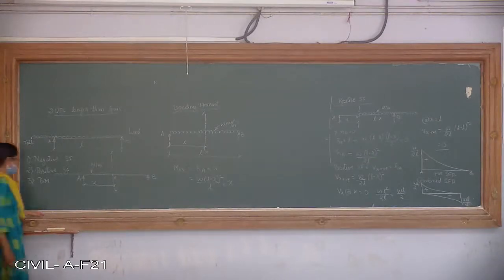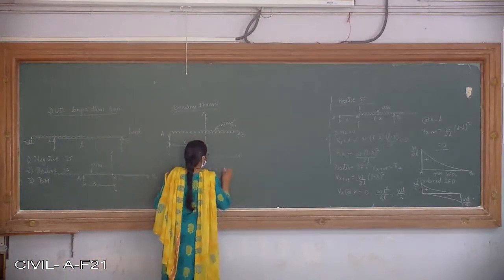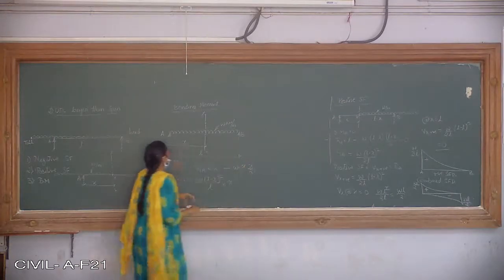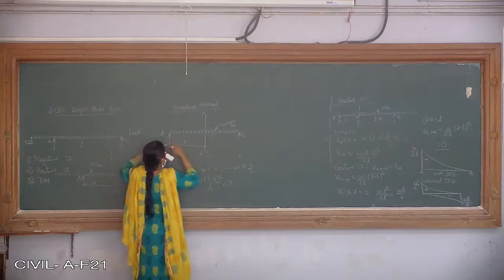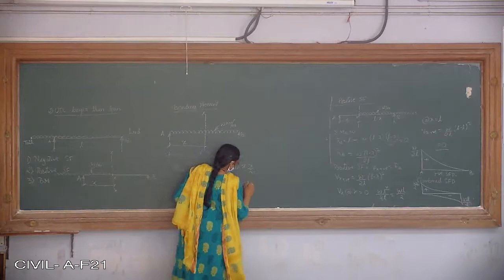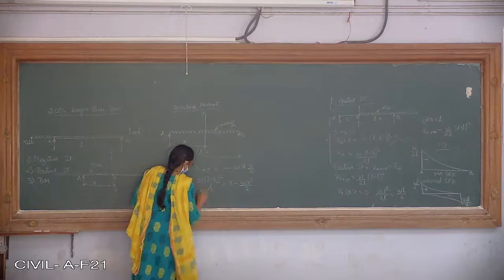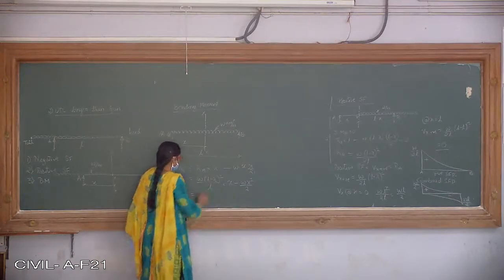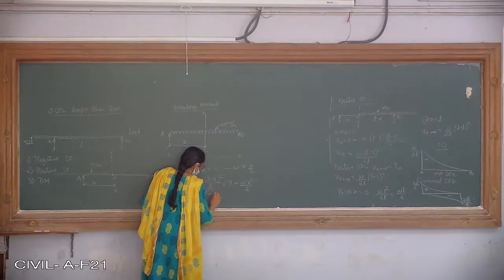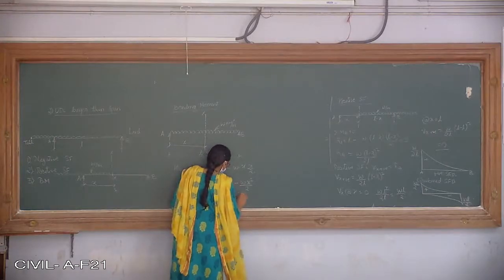Sorry, not only this, you also have to subtract this part, that is minus W into x by 2, correct? Here, this part we left: Ra into x minus W into x by 2, that is minus W x square by 2. Simplifying this, expanding and simplifying, we get W L square minus 2 W L x minus W x square.